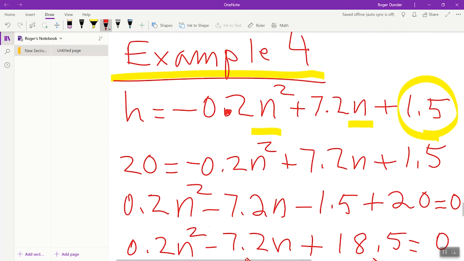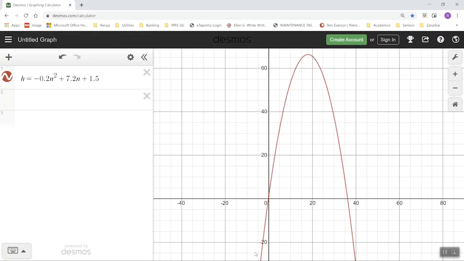Now, if you take a look at this function that we were given, namely h equals negative 0.2n squared plus 7.2n plus 1.5, and you graph it and study it a little bit, you'll see some interesting relationships. Let's jump over to the Desmos graphing calculator and take a look. So here's the function that I've already put in. Notice that it's a parabola.